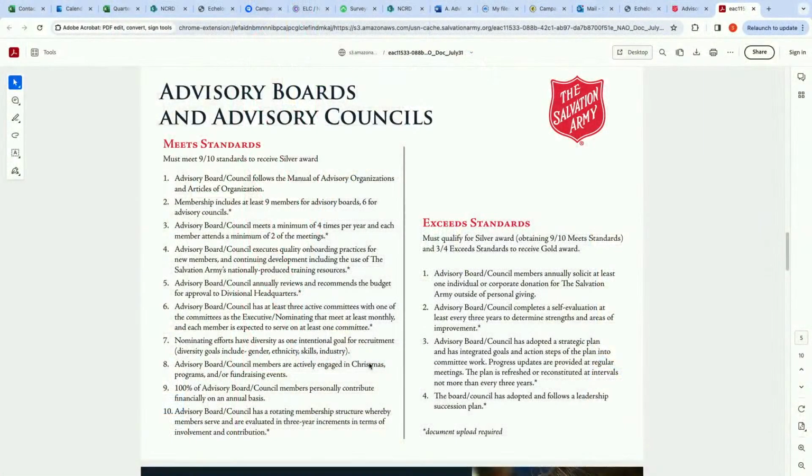So again, do you see how it's like a friendly yet still effective way of utilizing your board members? So one per year, every one of your members has to at least try to solicit a donation outside of their personal giving. Number three on exceeds is that the advisory board or council has adopted a strategic plan and has integrated goals and action steps of the plan into the committee work. Progress updates are provided at regular meetings. The plan is refreshed and reconstituted at intervals not more than every three years.